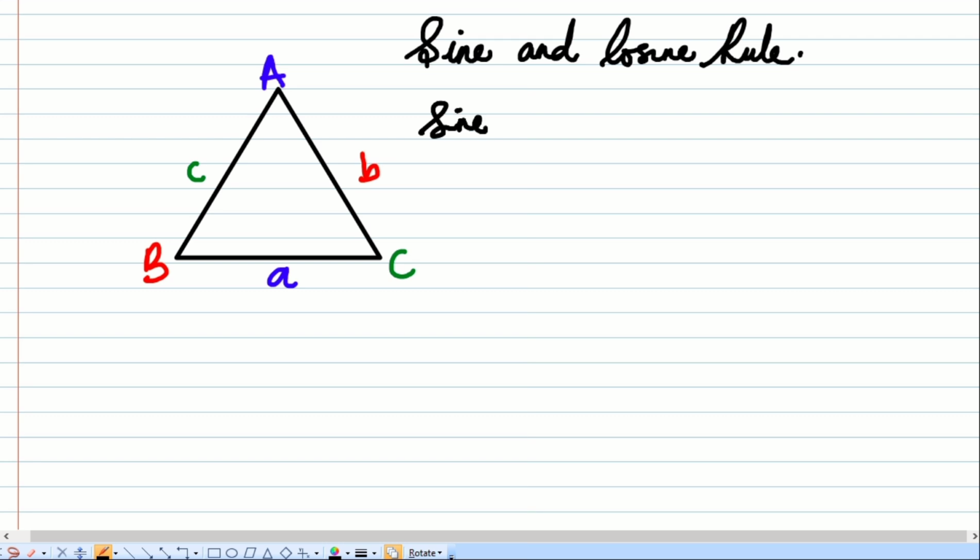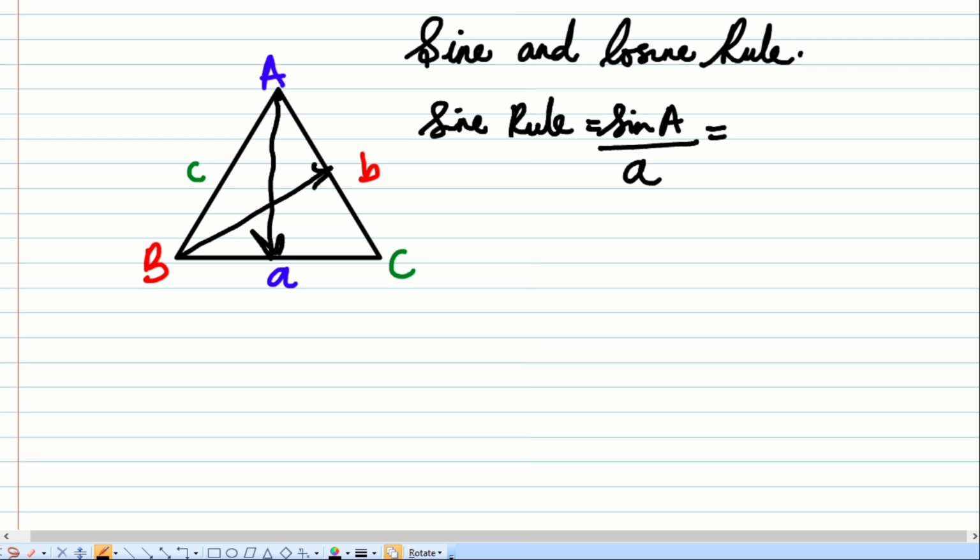Start with the sine rule. So the sine rule simply says that the ratio of the sine of any angle and its side... let's work with A and B. So what is the sine rule saying? The sine rule is saying that the sine of angle A over the side A must be equal to the sine of angle B over the side B. It is also equal to the sine of angle C over the side C. So their ratios are all equal.